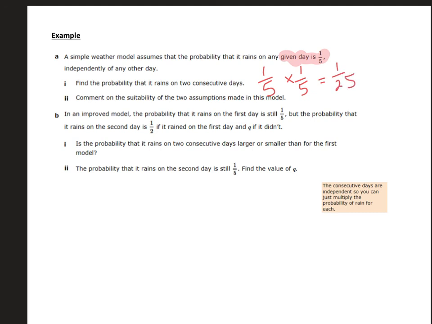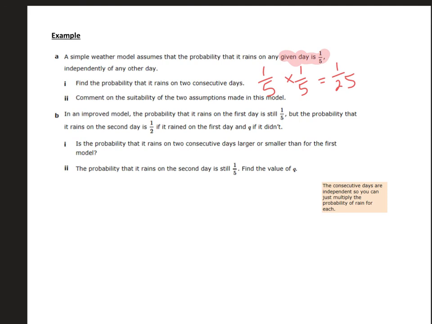Comment on the suitability of the 2 assumptions made in the model. Well, the first one, the probability that it rains is 1/5. Well, it's not a fixed probability of it raining. It's not the same. And that's independent. It's not independent. If it rains one day, it's maybe a bit less likely to rain the next day because there's less rain in the clouds. Whereas if it hasn't rained for a few days, it might be more likely to rain the following day.